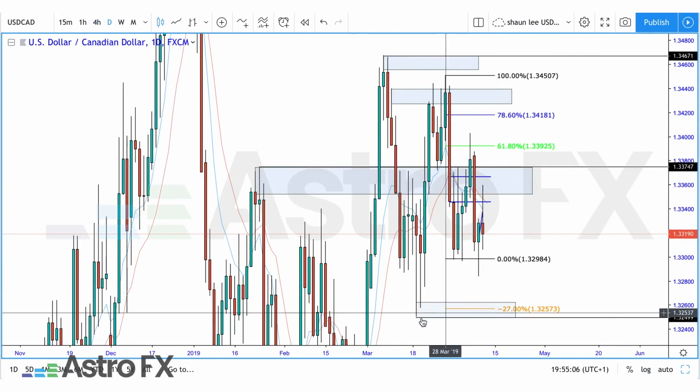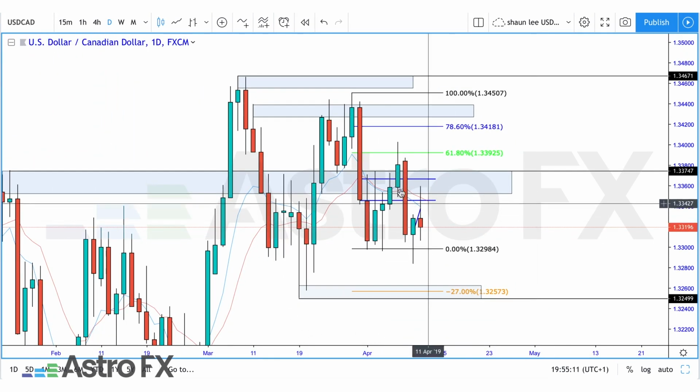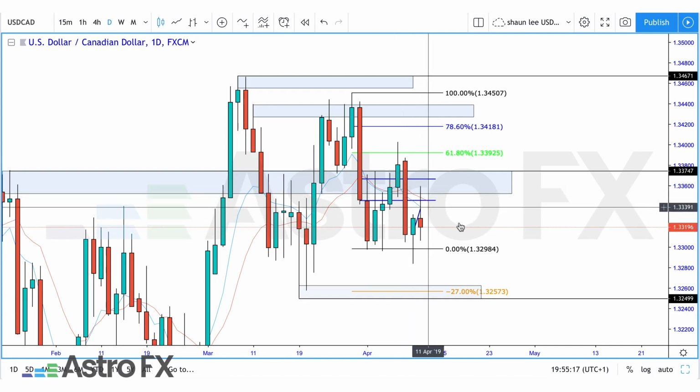Let's look at the day. Daily USDCAD, still choppy, still messy, but here we go. There was Monday, brought it right in. Tuesday, Wednesday, we went up for a retest. The moving averages are still down.